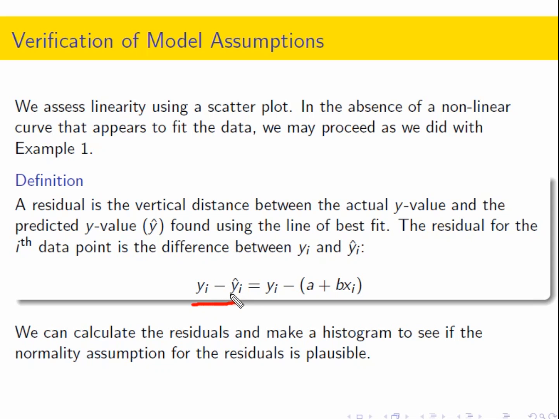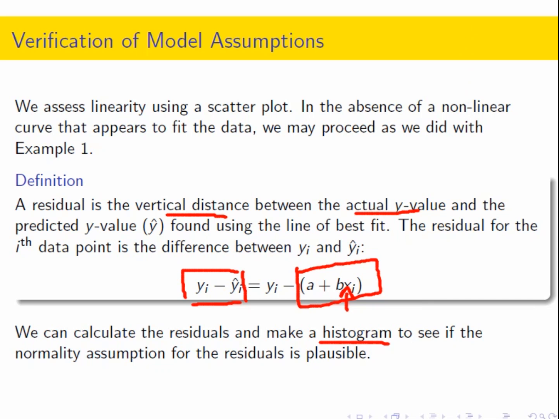Now the y hat is what you calculate when you plug the x-score into the line of best fit, into that regression equation that we came up with. So y hat is the predicted value using the line of best fit, and y is the actual observed value. And a residual is just the vertical distance. So notice we're subtracting y values. We're testing the vertical distance between the actual y and the predicted y. All right, well, we can put that in a histogram and check to see if the normality assumption of the residuals makes any sense.